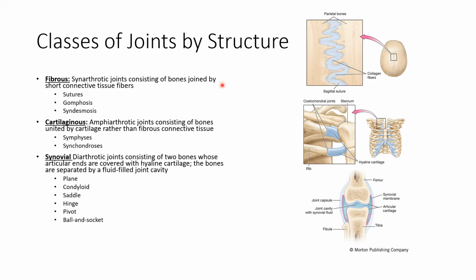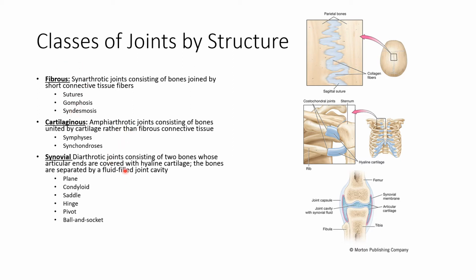Now we can classify joints by structure. So you have fibrous joints. These are your synarthrotic joints consisting of bones joined by short connective tissues. There are three of them. There are sutures, which we already talked a little bit about. Then you have a gomphosis, for example the joint your tooth is held in. And then we have a syndesmosis. We're going to go over these individually, but I just want to list them here.